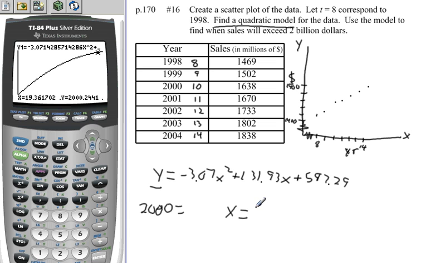very close to 19. Now careful, that doesn't mean in the year 19 our sales exceed $2 billion. That means in the year, well, since these years go 8, 9, 10, the year 19 will correspond to the year 2009. So that means for this data in this model, in the year 2009, sales, if they follow this model, exceeded $2 billion.